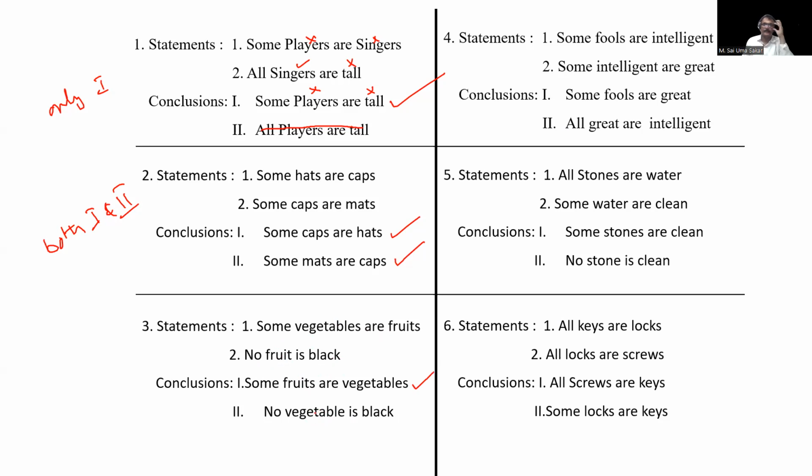Leave it. Next, mediate inference. Here one statement is particular and one statement is negative. What is the conclusion? It must be particular negative. There is no particular negative conclusion. Here only the first one follows. So what is the answer? Answer is only 1. That's it.